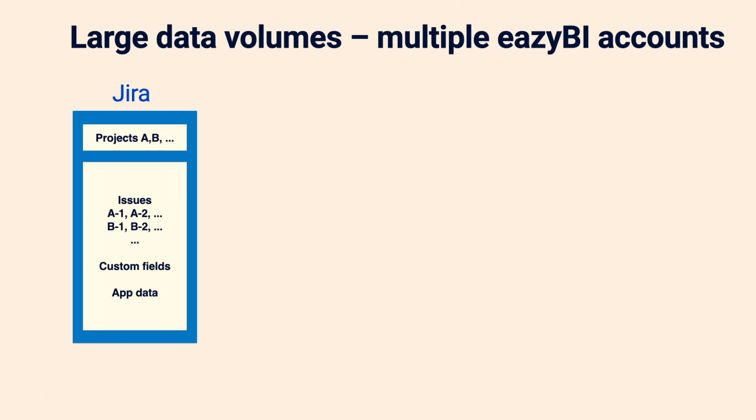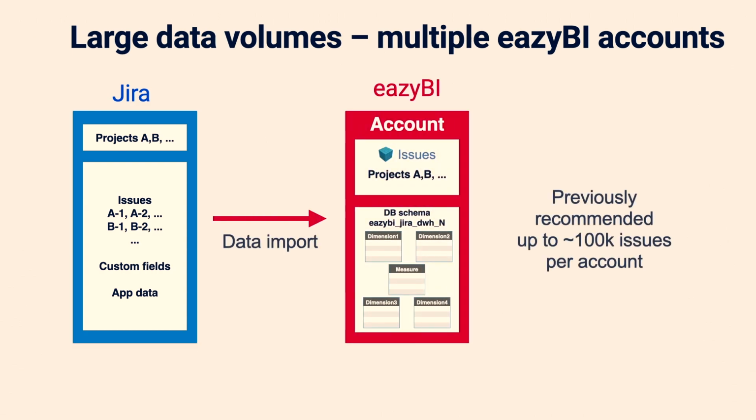So far, for large Jira instances, we were recommending to define and create several eazyBI accounts, where in each eazyBI account just a subset of Jira projects would be synchronized. Then for each eazyBI account, a separate database schema is created with smaller tables which are used for reporting purposes. And our recommendation was to import up to 100,000 issues per account.